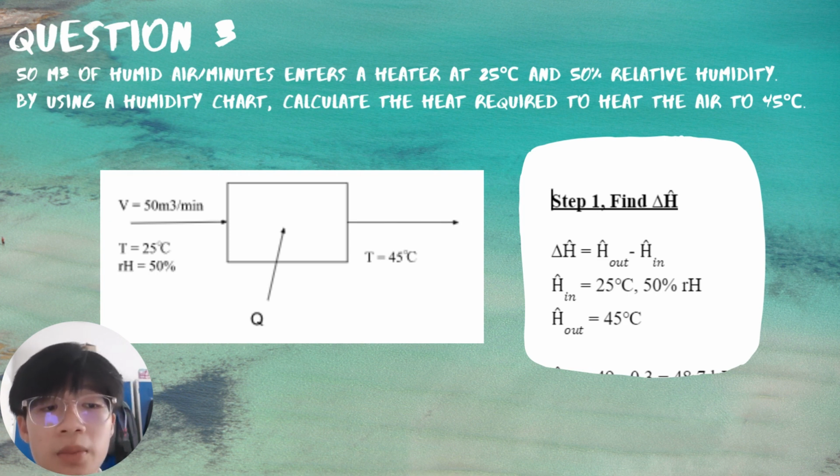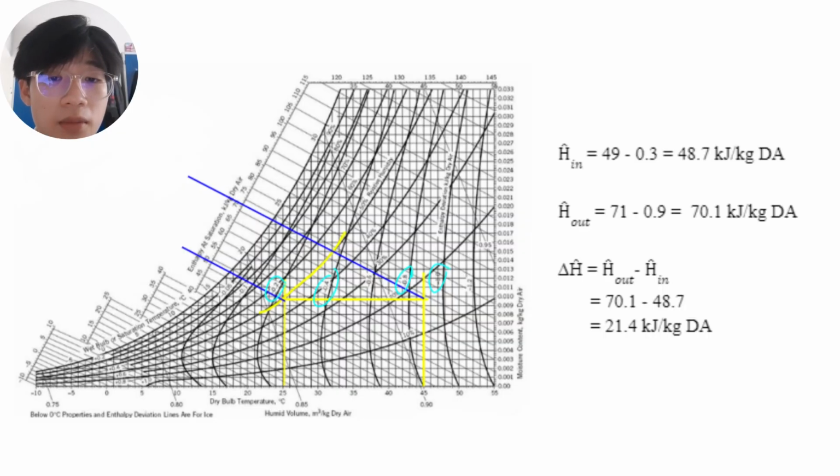So change in enthalpy is enthalpy out minus enthalpy in. The information that we got from the question for enthalpy in is 25 degrees Celsius and 50% relative humidity. For enthalpy out, we got 45 degrees Celsius. So to find the enthalpy in, the first thing we do is the same as question number 2. We have to draw a straight line from 25 degrees Celsius on the dry bulb temperature axis upward until it reaches the relative humidity curve of 50%.